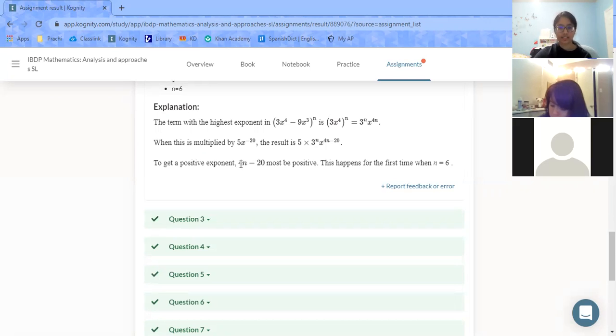That's pretty easy to solve. And then the first time it's positive is when n equals 6. So I guess you could just plug in numbers, or you could just solve it. So you would get 4n minus 20 equals 0, and then 4n equals 20, and then n would equal 5. So it's going to be positive for the first time when it's 6.